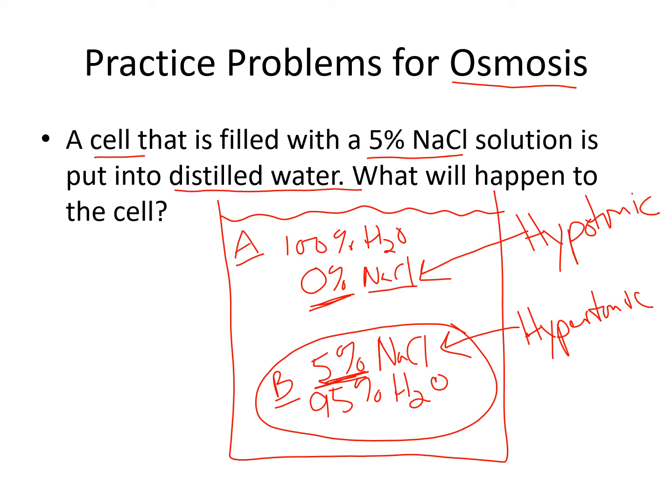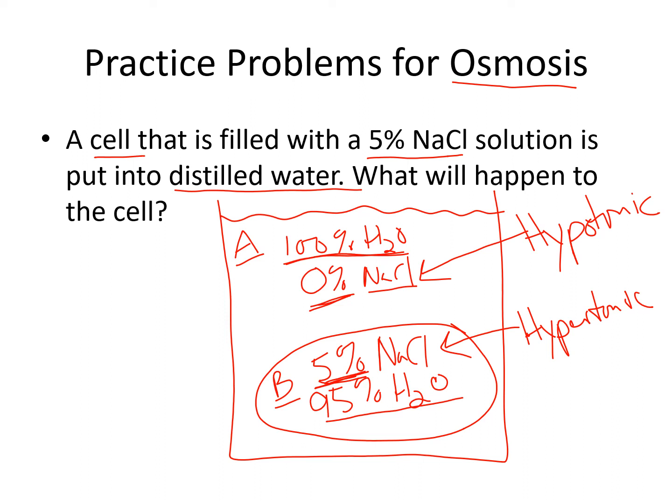Now also you have a concentration gradient. So you have a difference in concentration of water. Outside of the cell, it's 100%. Inside the cell, it's 95%. And remember, osmosis is the diffusion of water across a membrane. So diffusion goes from the area of high concentration to the area of low concentration.